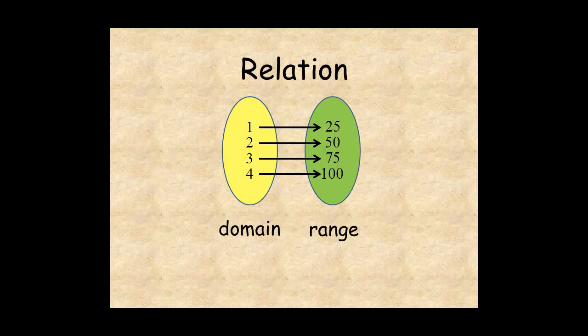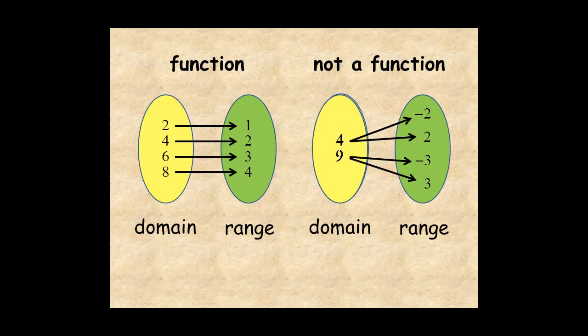To summarize, a relation is a well-defined relationship between a set of input values and a set of output values. The set of input values is called a domain, and the set of output values is called a range. If an element of the domain maps to one element in the range, the relation is a function. If any element of the domain maps to more than one element in the range, the relation is not a function.